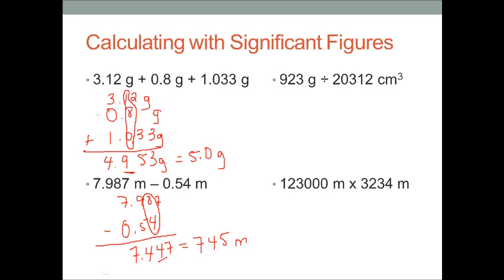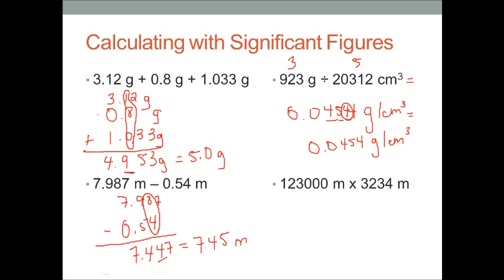Alright, moving on to division and multiplication. We are going to look at the number of sig figs. So 923 has 3 sig figs, 20,312 has 5 sig figs. So we're going to round to 3 sig figs. So this answer is equal to 0.04544 grams per centimeter cubed. These first two zeros are not significant, so let's start counting here. 1, 2, 3. So we're going to round to this number. So our final answer is 0.0454 grams per centimeter cubed.